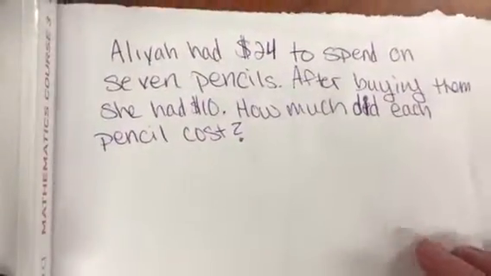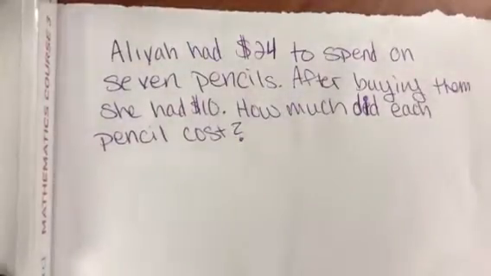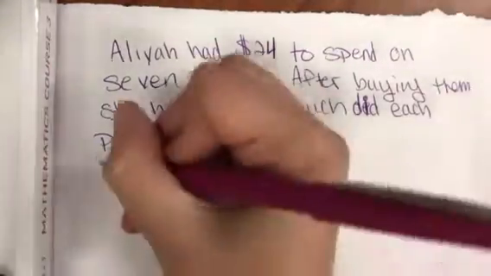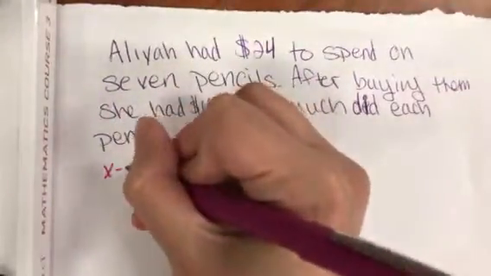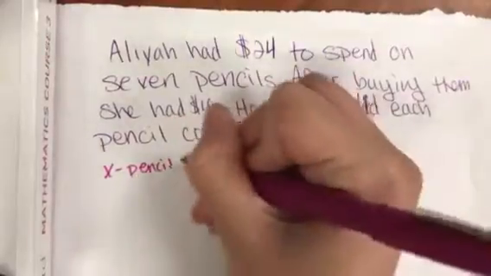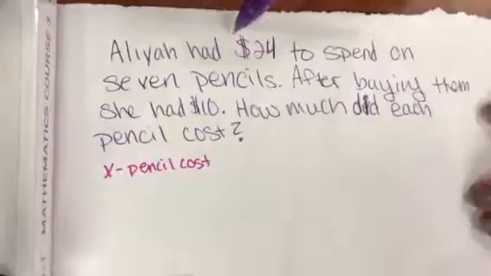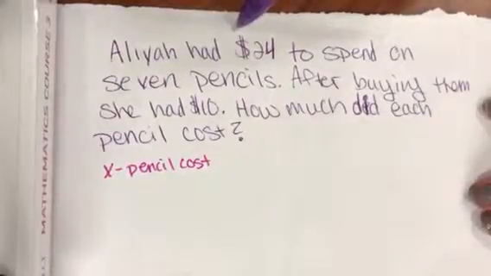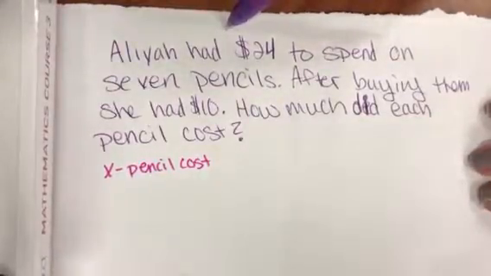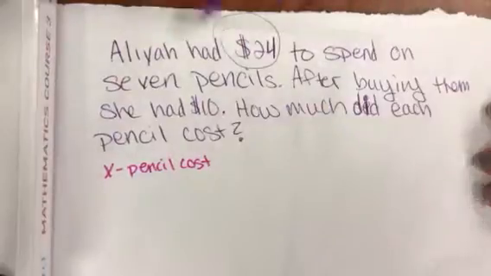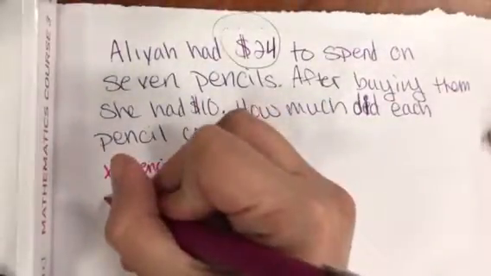Now, Aaliyah had $24 to spend on 7 pencils. After buying them, she had $10. How much did each pencil cost? Okay. So what are we looking for? What's our variable? The cost of the pencil. So pencil cost. What other information do we have? We know she had $24 to spend, so she had $24 total.